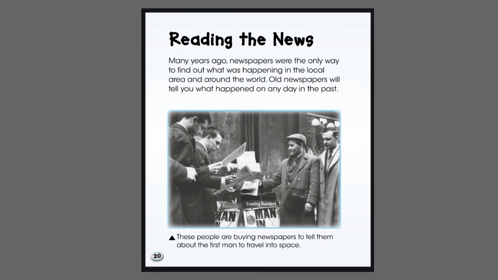Reading the news. Many years ago, newspapers were the only way to find out what was happening in the local area and around the world. Old newspapers will tell you what happened on any day in the past. These people are buying newspapers to tell them about the first man to travel into space.